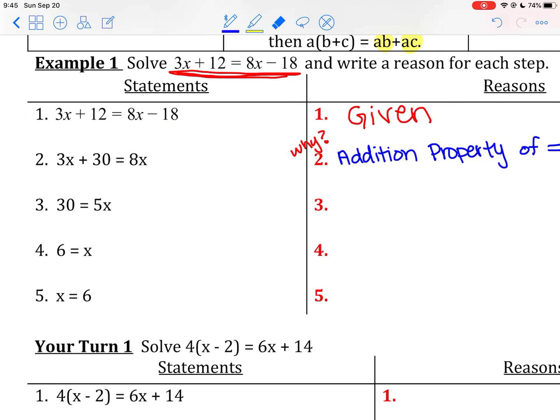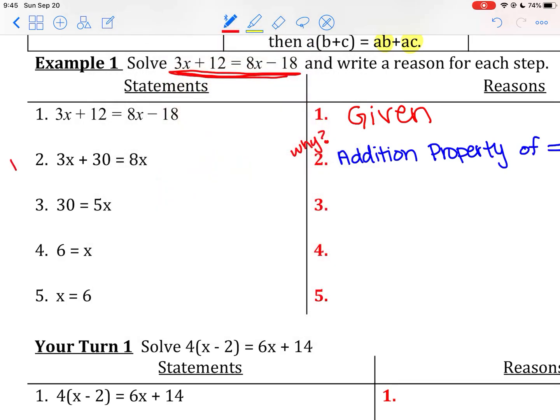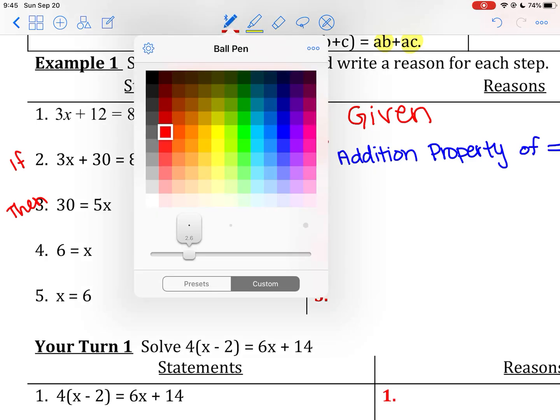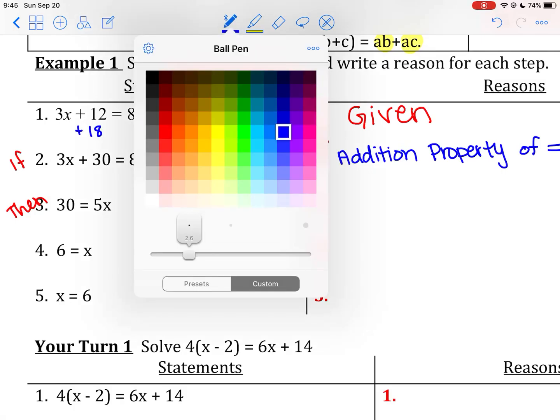So once I have that, I'm going to move down to my next statement. So if 3x plus 30 equals 8x, then 30 equals 5x. To figure out the reason that I was able to go from step 2 to step 3, I have to think about the work that was done. So I'm going to put this back up here in blue just so that we can keep track of what we've done. And then I'm going to change colors.